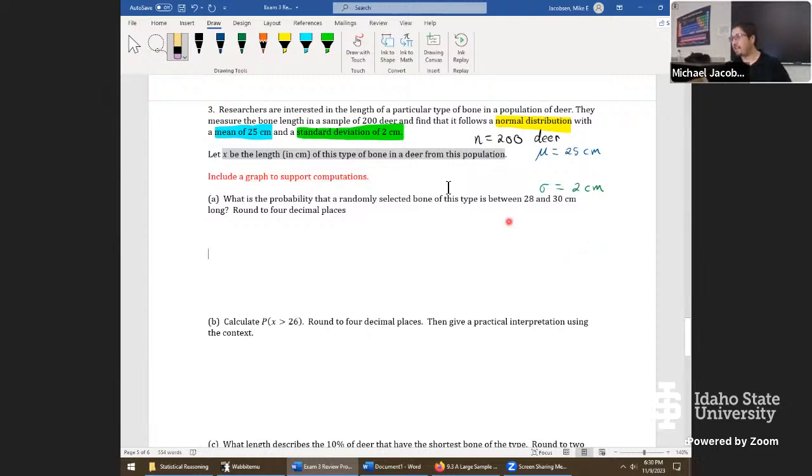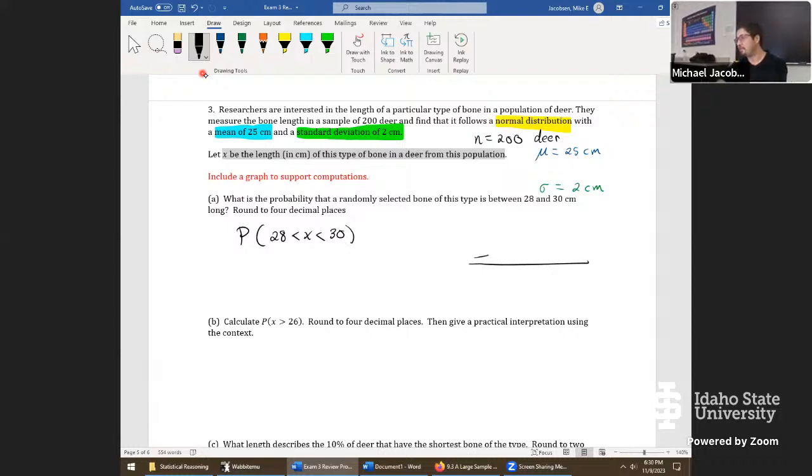Okay, well, let's give this one a try. It asks us, what is the probability that a randomly selected bone of this type is between 28 and 30 centimeters long? Let's see, the center is at 25, so that would be a plausible result to get. They're asking us to find the probability that X is between 28 and 30 centimeters. So if we put a graph on this, here's how it would go. These are usually pretty low effort graphs. They don't have to be fancy at all, like we mentioned before.